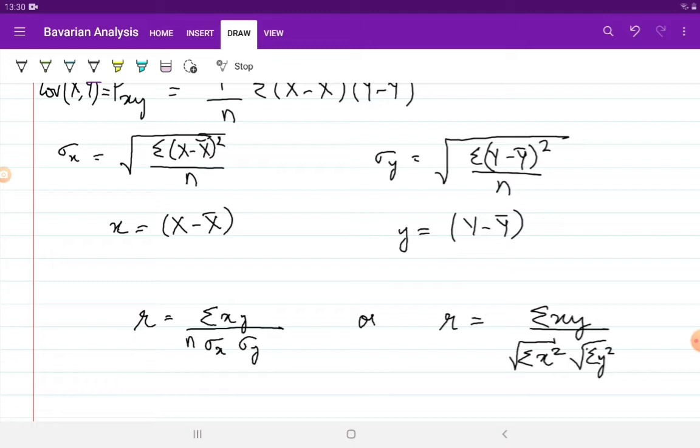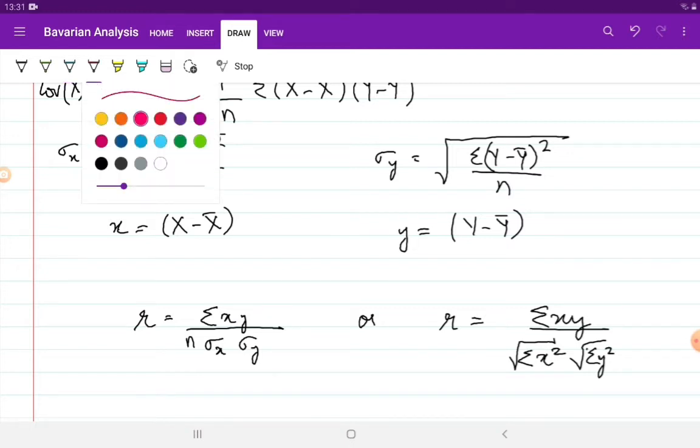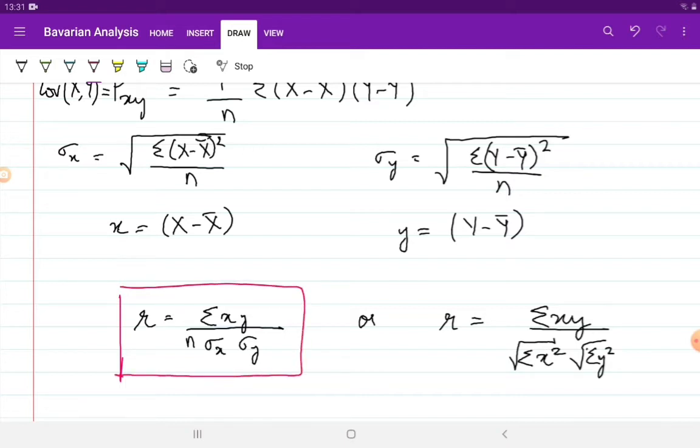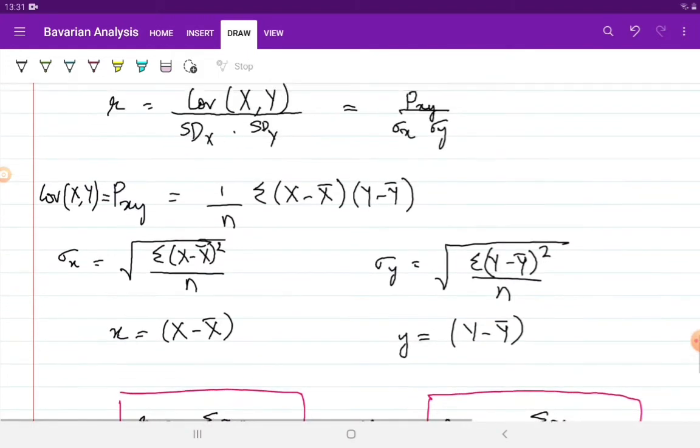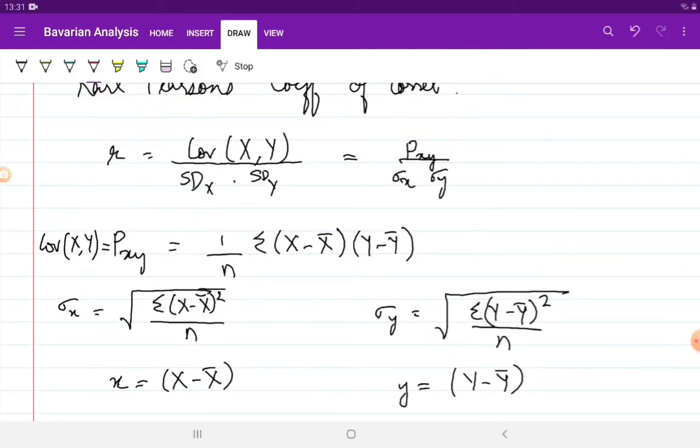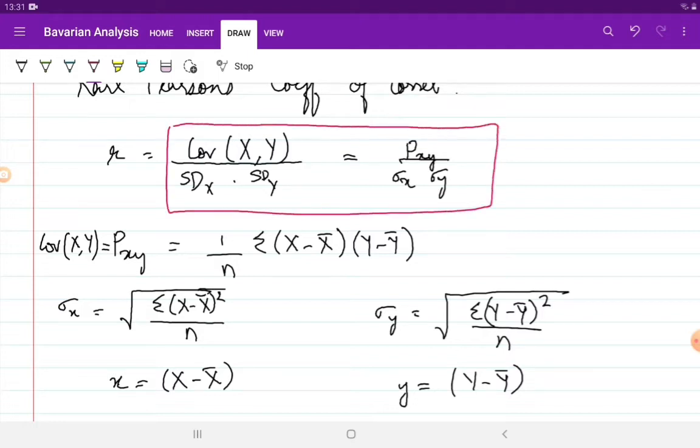Now these are all the same formulas. One can be derived from the other. Since you don't have derivation in your syllabus, I'm not going to go into that. So they are all one and the same, which is the same thing as the ratio of covariance of the two variables to the product of their standard deviations.